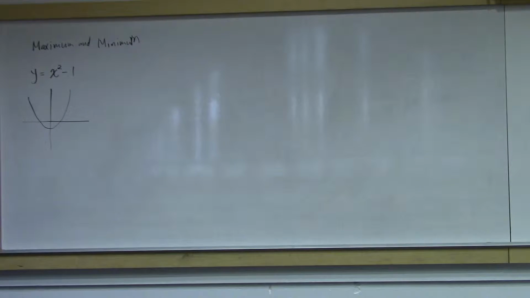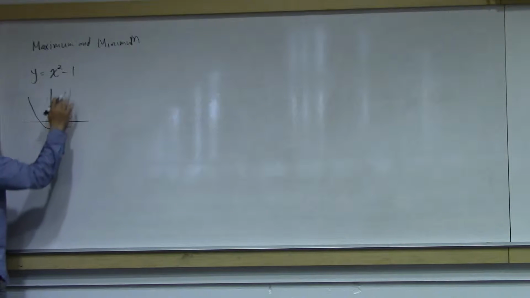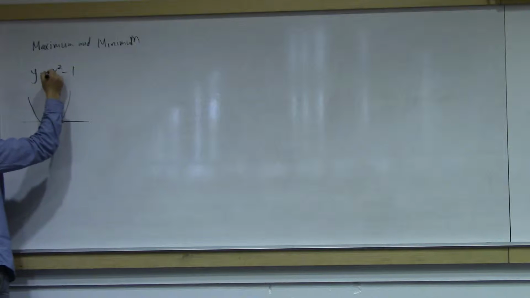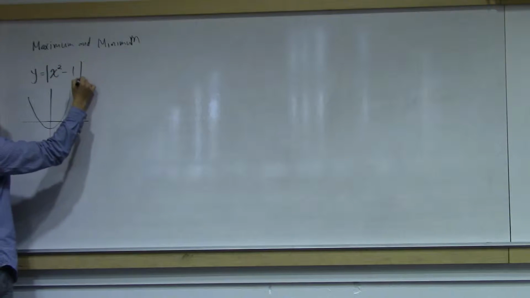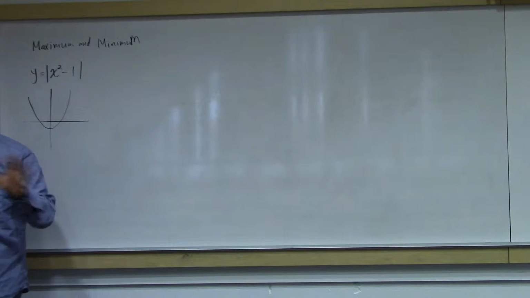Now, it's not this one that we want to look at. It's actually the one with the absolute value. What happens if you put an absolute value? What does absolute value do? What does this function do? If it's negative, it makes it positive. If it's positive, it doesn't do anything. It stays as it is.